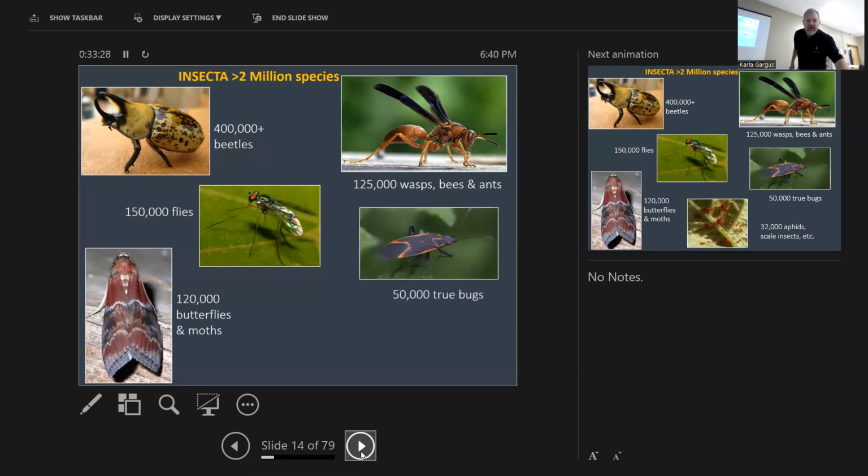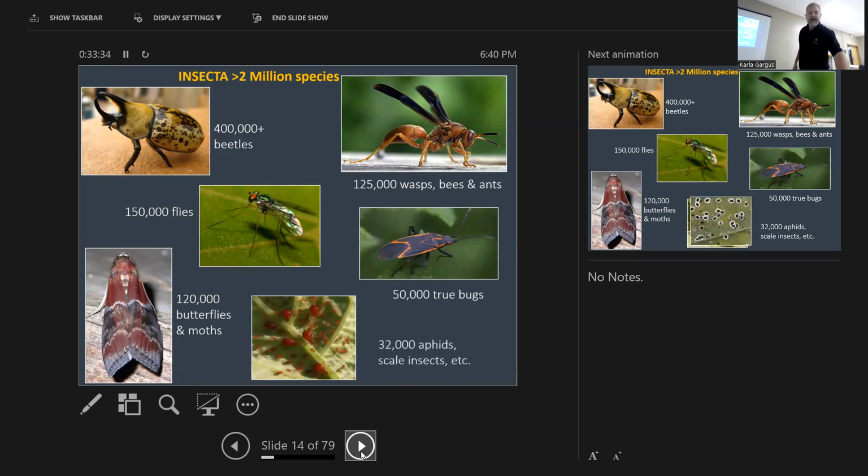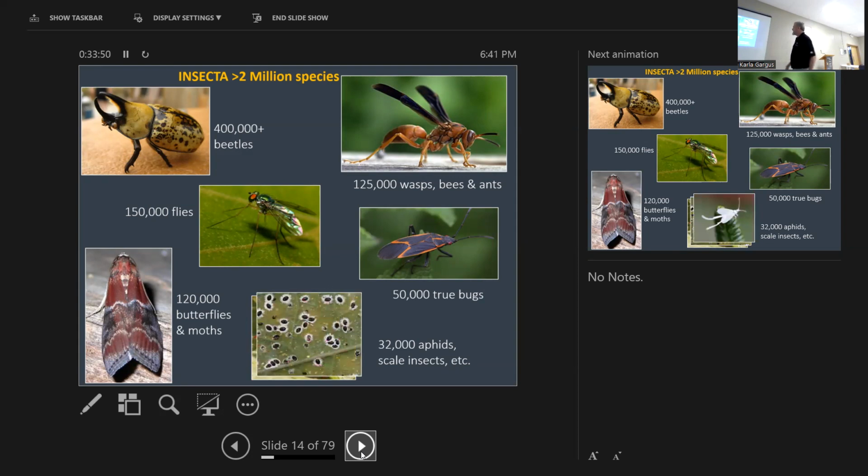Then the true bugs, at least 50,000, probably a lot more in counting, are plant suckers. And then the Homoptera, which is a part of the Hemiptera, 32,000 and counting: aphids, scale insects, a whole number of creatures that are part of that. Then there's scale insects that sometimes you may see on different plants, or actually mealybugs.